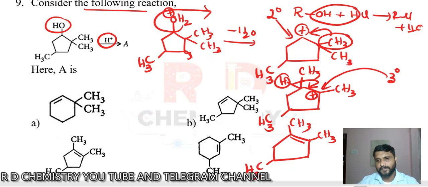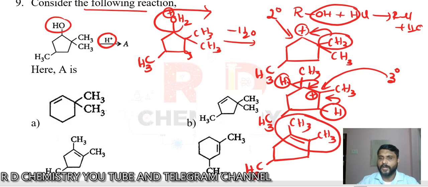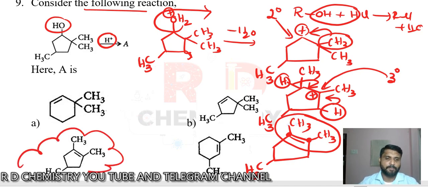Or there is one more. I can remove hydrogen from here also and make the alkene. But the alkene here is more stable according to Saytzeff's rule. That alkene is formed which contains more alkyl substituents on the doubly bonded carbon atoms. So the answer is option number C. The more stable alkene is formed. There can be a major product and a minor product. So this is the major product that is formed here. Clear? Understood? Fine.